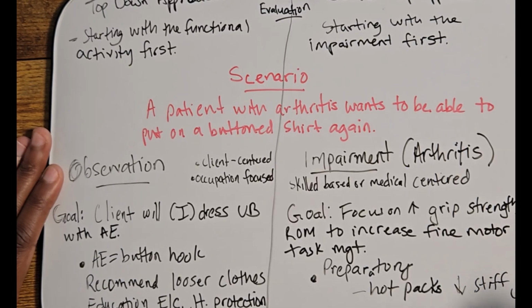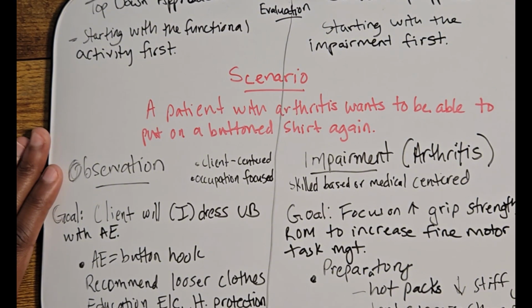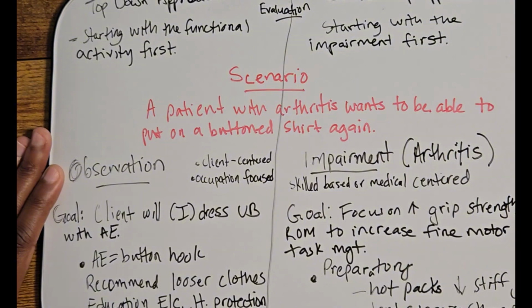Right? We may also do some hand exercises, right, hand exercises, and we'll use therapy putty. Okay, and that can help with strengthening and help improve their grip. We're definitely always going to do some kind of joint protection education.